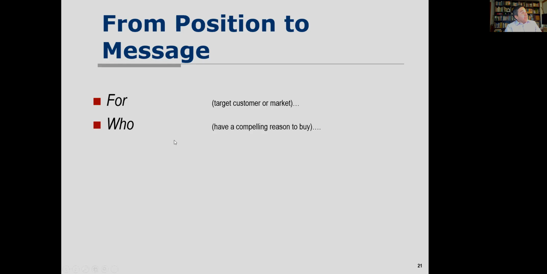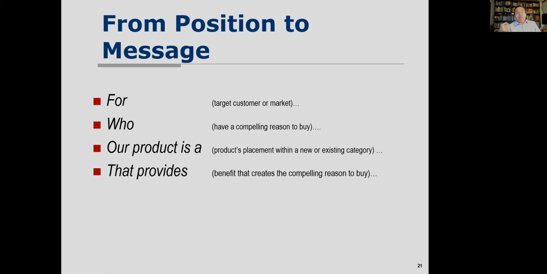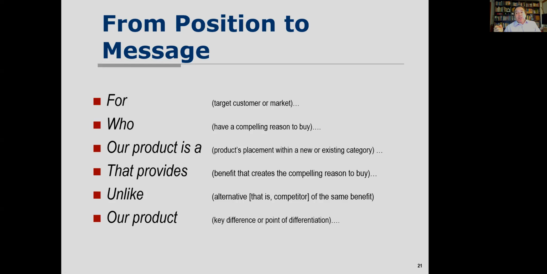You want to identify who have a compelling reason to buy. For the product, you have to explain what it is. It provides a certain benefit. It is unlike the alternative, and our product's key difference or differentiation. This is a very list-oriented position to message, and that's all very important.